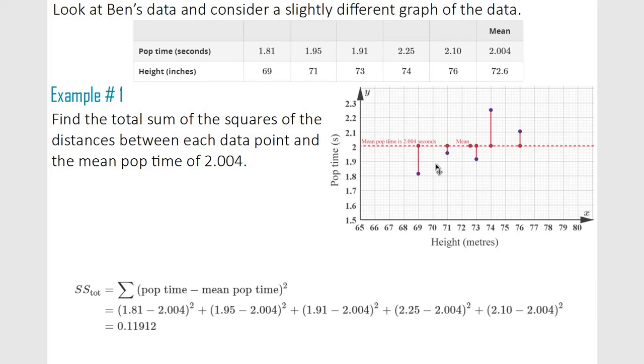Notice we took 1.81 minus 2.04. We're still using that pop time, the observed, but now we're subtracting the average time and getting this.